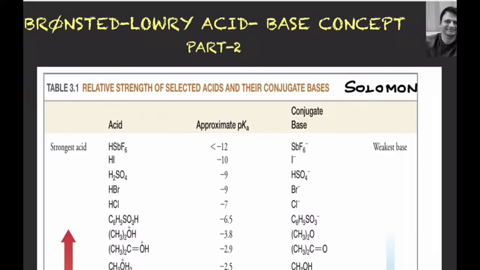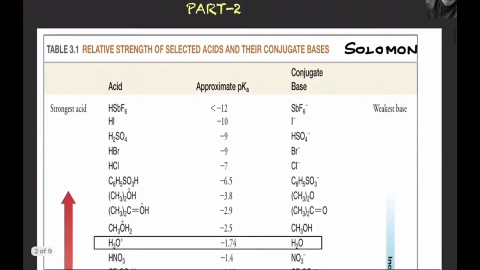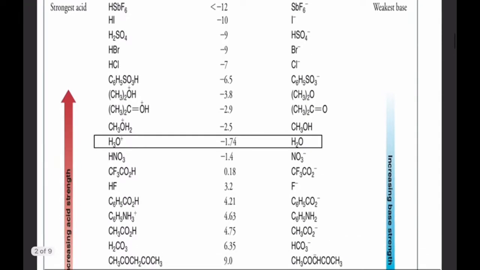So this table is taken from Solomon, and in this table they are mentioning relative strength of selected acids and their conjugate bases. For all strong acids they have given pKa value which is negative. We are interested here in H3O plus ion. They have given that for H3O plus ion the pKa value is minus 1.74. If H3O plus ion is an acid, its conjugate base will be water. So we are going to find out what is pKb of H2O.